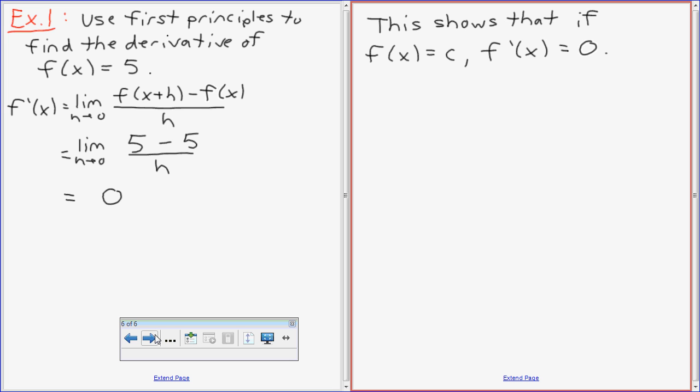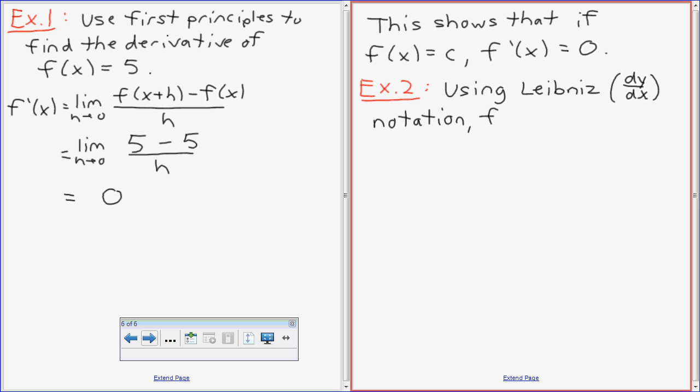All right. So we just come to the last one. Example 2. Using Leibniz notation, dy by dx, find the derivative of y equals x squared. I'm going to get out of the way and we'll go through this.